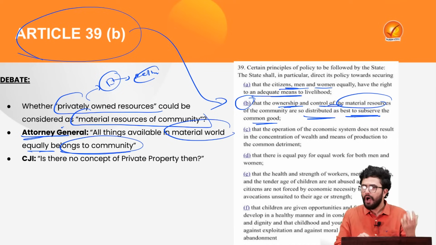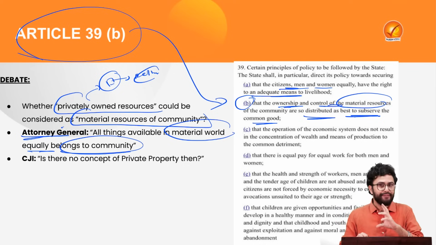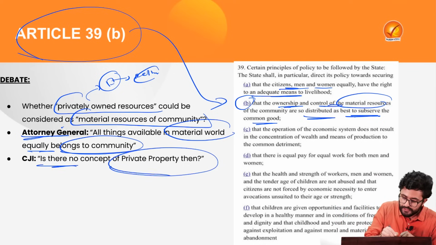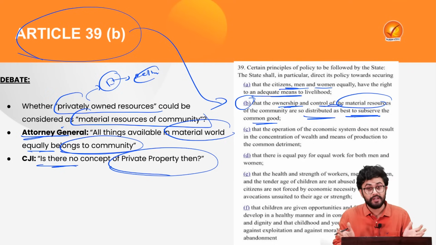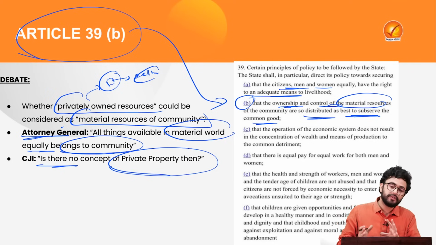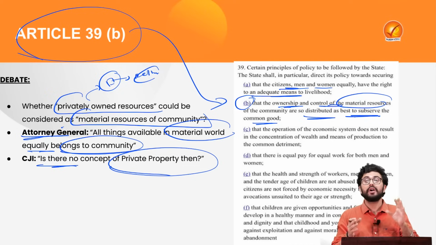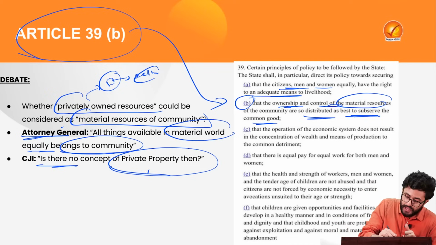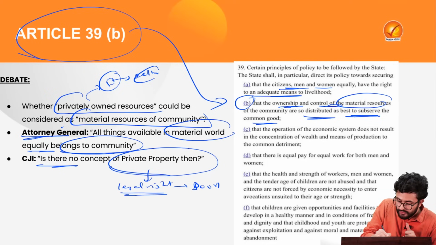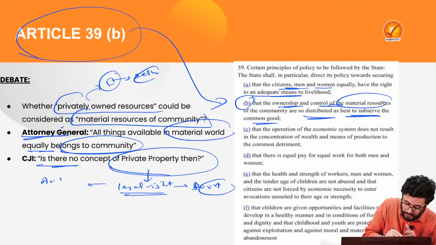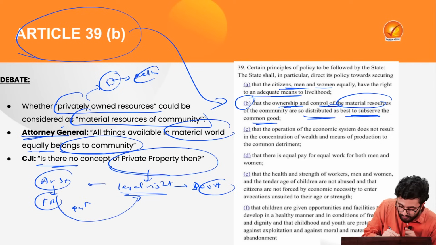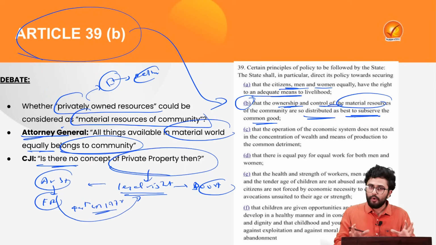However, the Chief Justice of India, D.Y. Chandrachud, raised a very important counterpoint where he said, is there no concept of private property which exists in our country then? Because if all the privately owned resources are considered as community goods, then what will be the exact definition of private property? As we have discussed already, currently it is a legal right under Article 300A. And earlier under Article 31, it was a fundamental right, and it was moved to this legal right by the 44th Constitutional Amendment Act of 1978. Keep these important provisions in your mind.